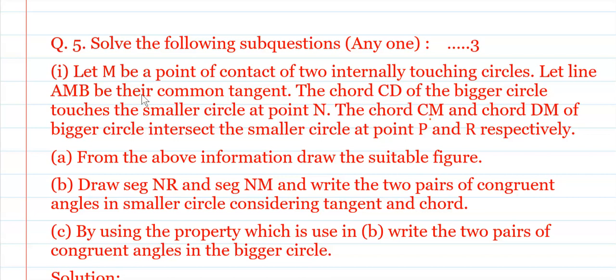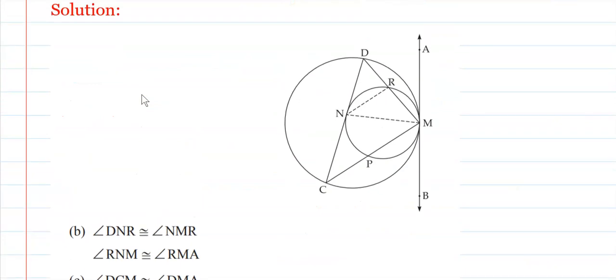Draw segment NR and segment NM. Write the two pairs of congruent angles in the smaller circle considering the tangent and the chord. By using the property which is used in B, write the two pairs of congruent angles in the bigger circle. Now first, the first point आपण या ठिकाणी ते बघणार. Okay, M is the point of contact of the two internally touching circles. Now see this here.